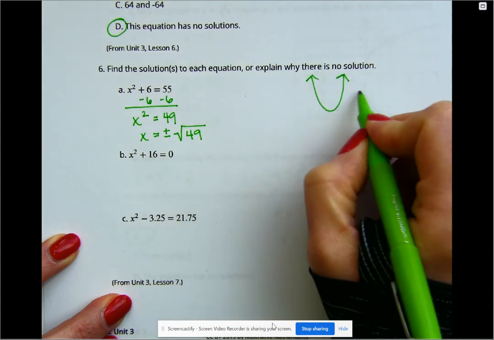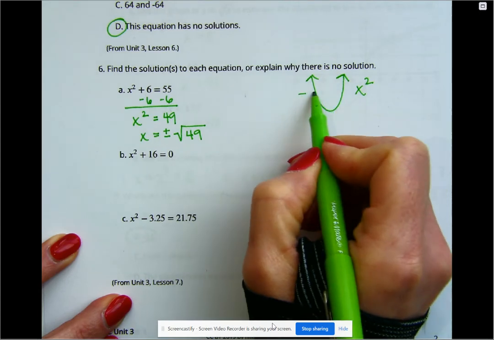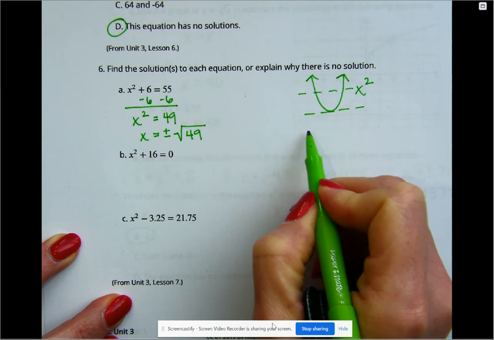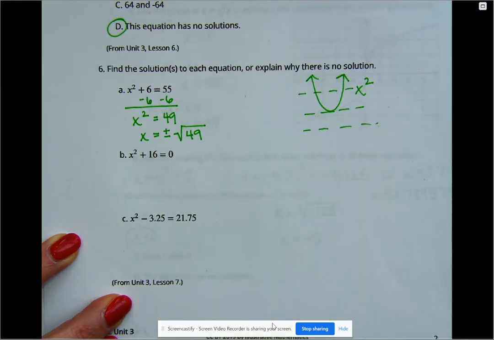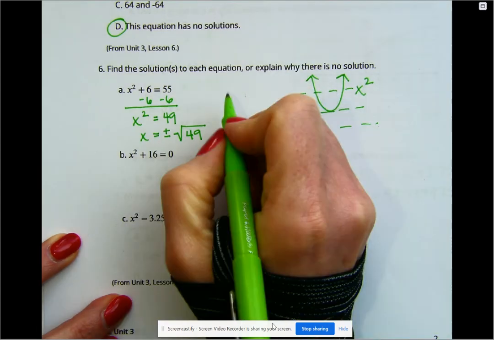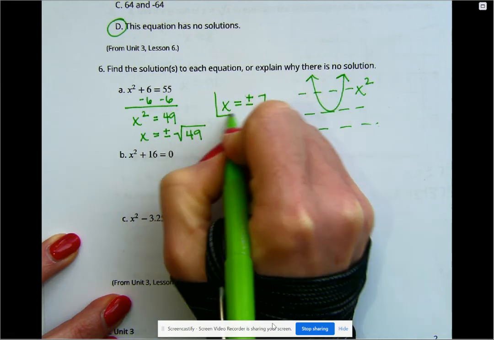So just remember, x squared graphs look like this. So there's always the possibility of having two solutions, of having one solution, and of having no solution. Just depends on where your value crosses the graph. So this one has two solutions, positive and negative 7.